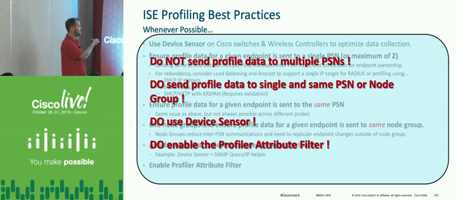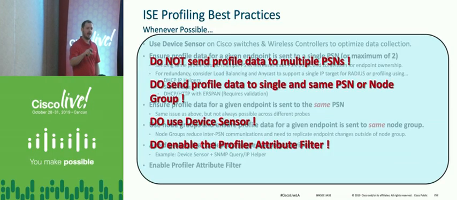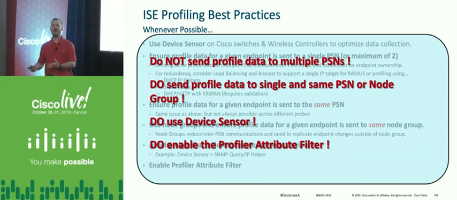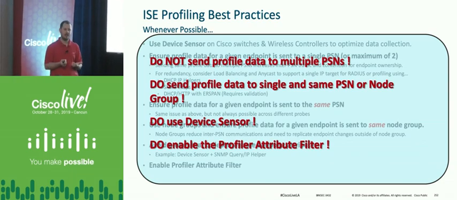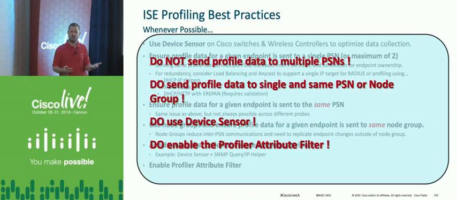The other thing that's pretty big is device sensor. So if you haven't heard of device sensor, that's the ability for IOS or the wireless LAN controller to summarize profiling data so that we're only sending attributes that we care about. Like in a DHCP request, there's a lot of data in there that really makes no difference for profiling.